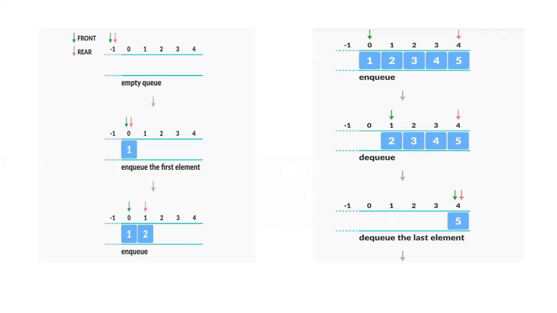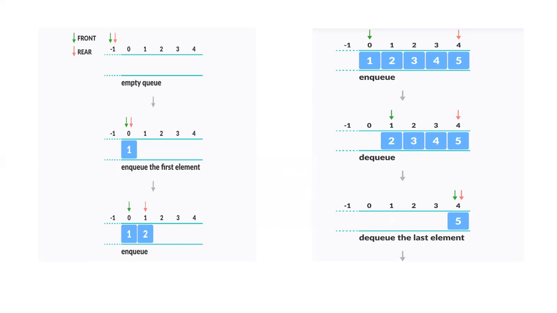So I'm going to increment the rear pointer and point it to position 1, and insert the data 2. Now the front pointer will be pointing to position 0, that is the data 1, and the rear pointer will be pointing to position 1, that is the data 2. In such a way, we will be inserting the data 2, 3, 4, 5.